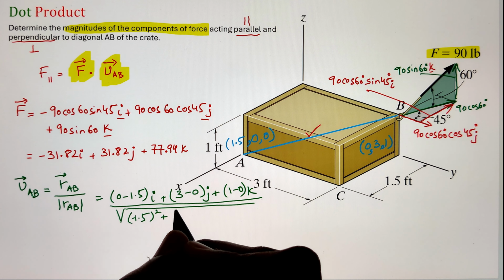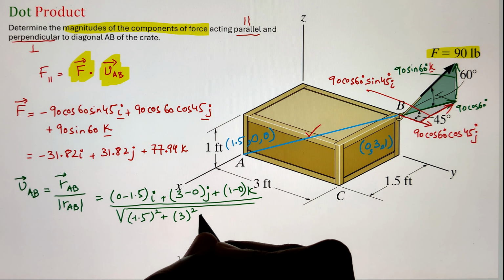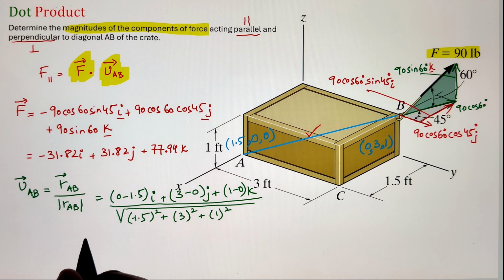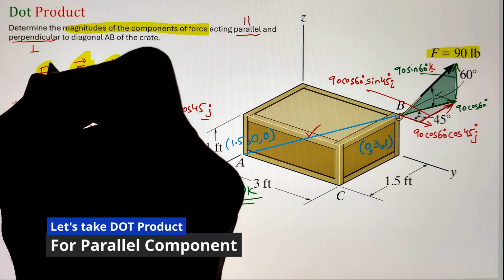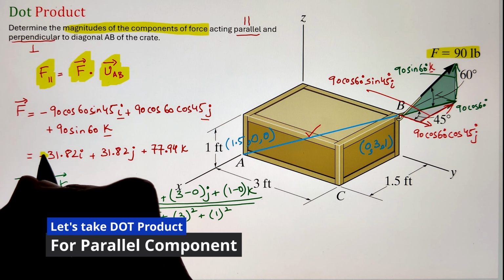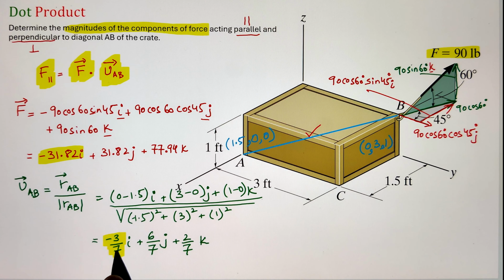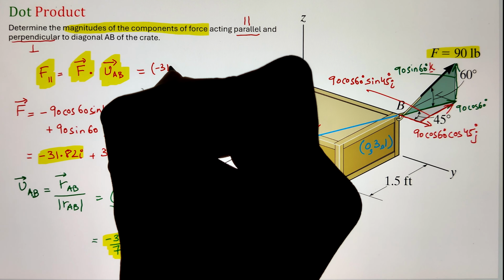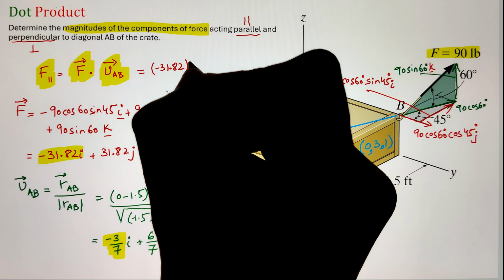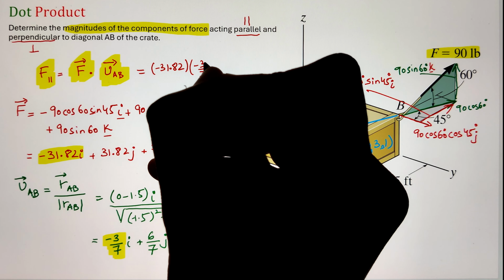Next, we need to calculate the magnitude of this position vector and divide the position vector by it to calculate our unit vector. Once we simplify, it is coming as negative 3 over 7i minus 6 over 7j plus 2 over 7k. Now, once we have both the force vector and the unit vector, we just need to take the dot product between these 2 vectors to figure out the parallel component of force acting along the direction AB.